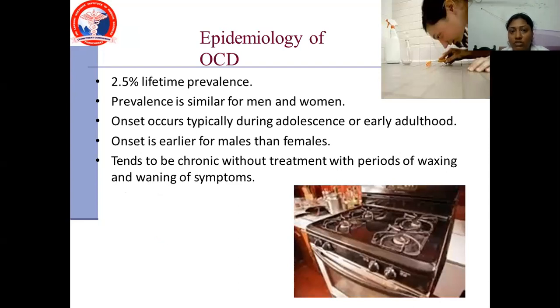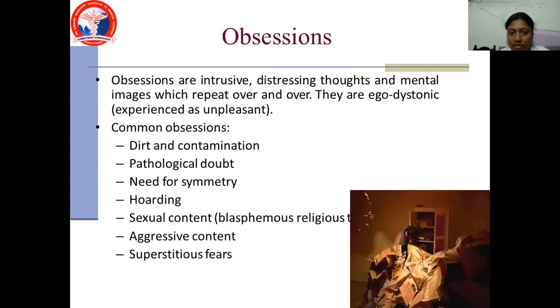These are recurrent thoughts. So now we are going to the epidemiology of OCD. Lifetime prevalence is 2.5%. Prevalence is similar for men and women. Onset occurs typically during adolescence or early adulthood. Onset is earlier in males than females. It tends to be chronic without treatment, with periods of waxing and waning of symptoms. This is one of the toughest and most challenging disorders for any psychiatrist.